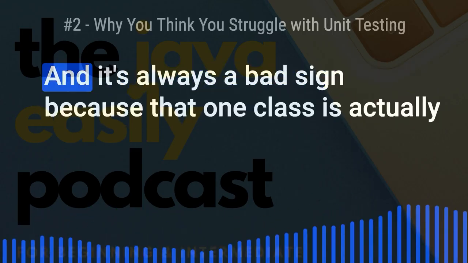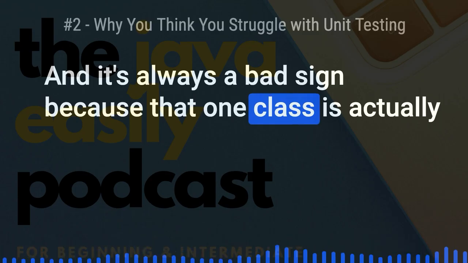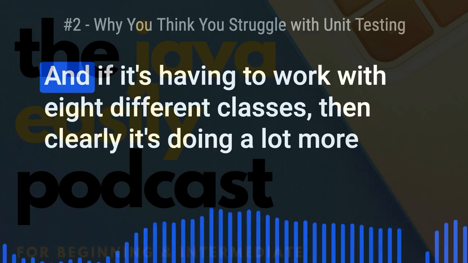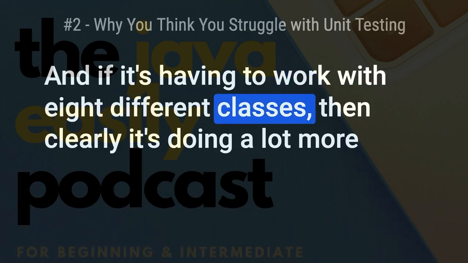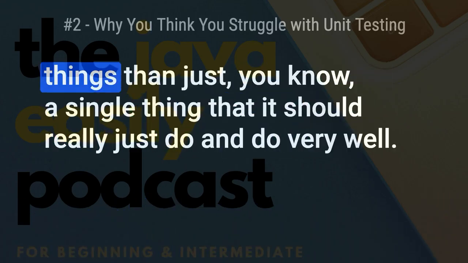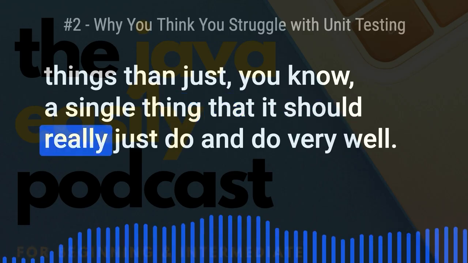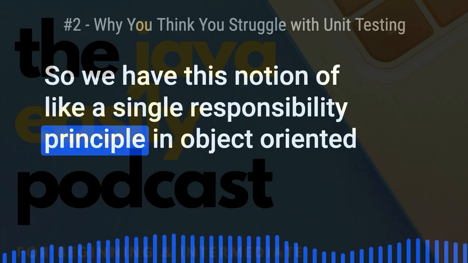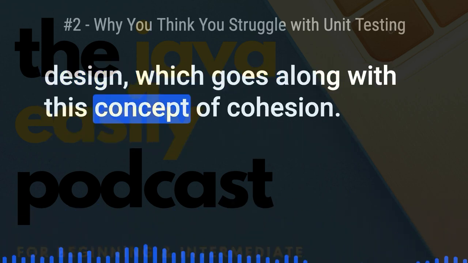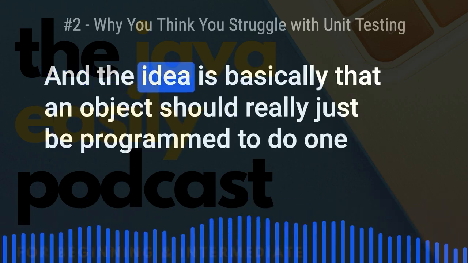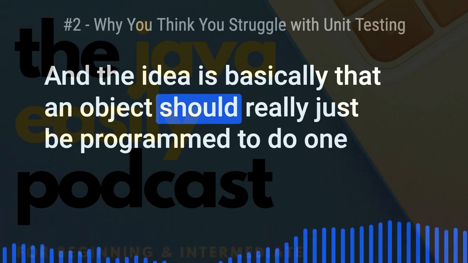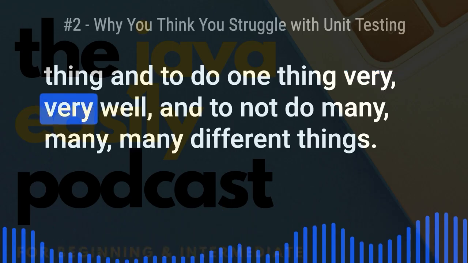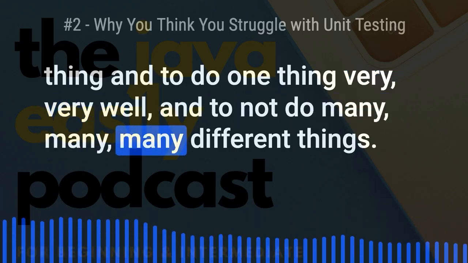And that's always a bad sign, because that one class is actually working directly with 8 different classes underneath it. And if it's having to work with 8 different classes, then clearly it's doing a lot more things than just a single thing that it should really just do and do very well. So we have this notion of a single responsibility principle in object-oriented design, which goes along with this concept of cohesion. The idea is basically that an object should really just be programmed to do one thing, and to do one thing very, very well, and to not do many, many different things.